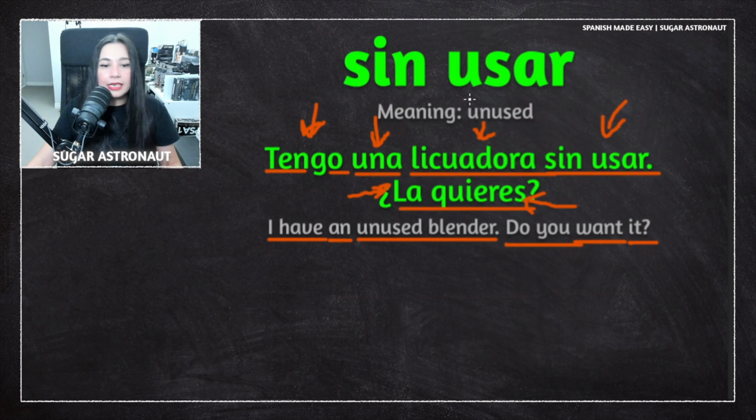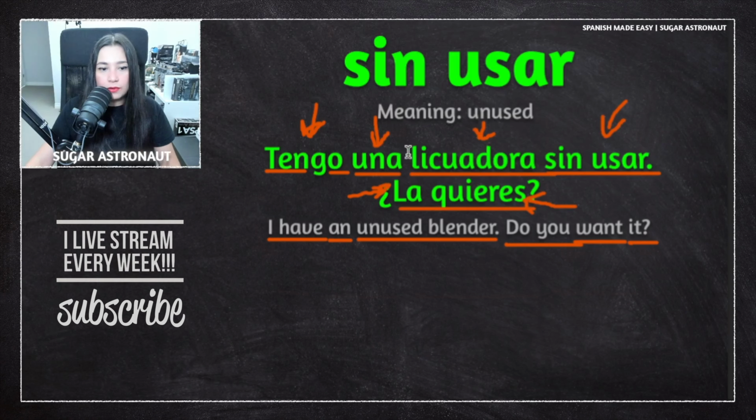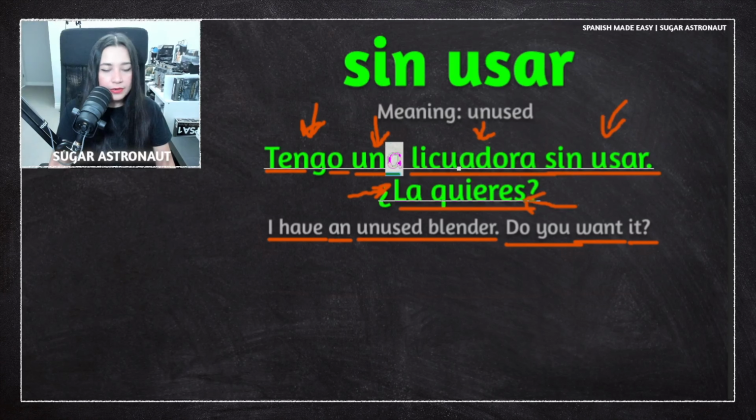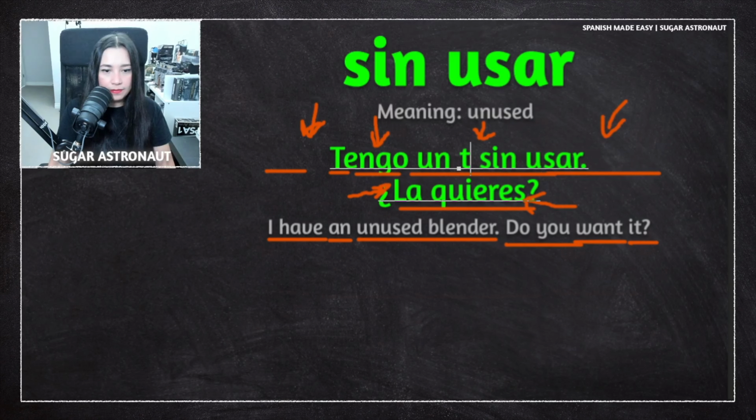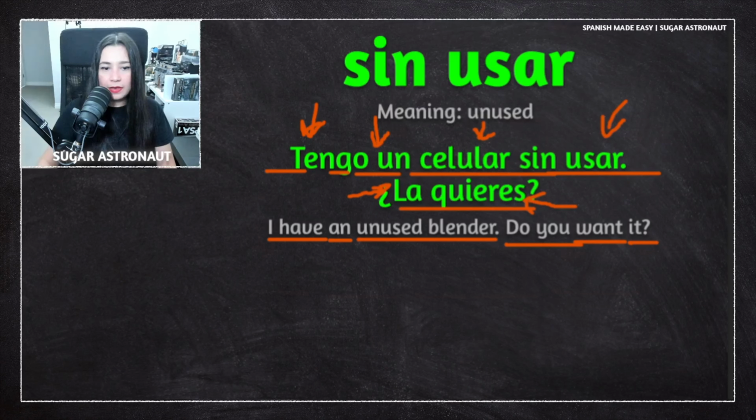¿La quieres? If we have a masculine noun, for example, let's say, tengo un teléfono. I have a cell phone or just a phone. ¿Lo quieres? So really quickly, I'm just gonna change this noun to a masculine noun. So tengo un teléfono. Or celular. I think that's better. Celular, it's the same thing. Celular refers to cell phone. Okay. So just let me erase all of this.